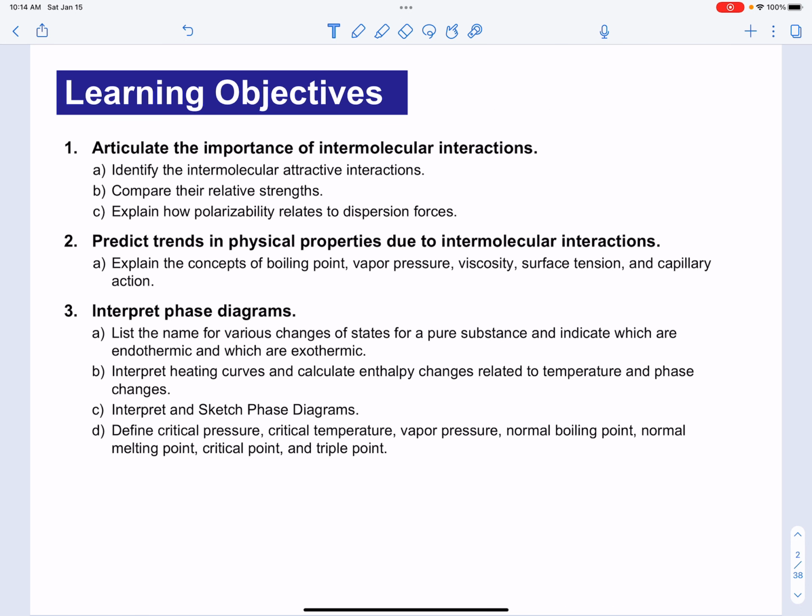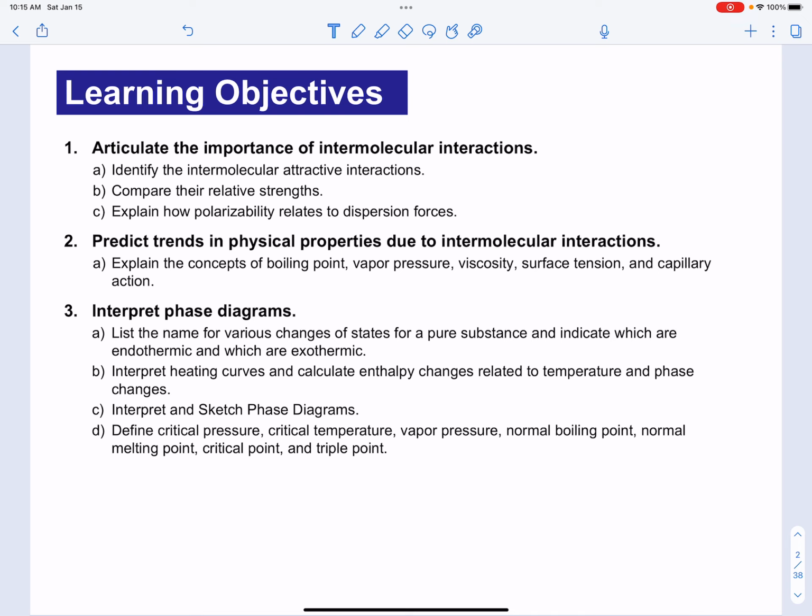So what are the objectives we are going to be doing in this chapter? First one, articulate the importance of intermolecular interactions. For that, we're going to identify the intermolecular attractive interactions between a group of molecules. We're going to compare the relative strength between different intermolecular forces, and we're going to explain how disturbing the electron cloud can polarize a molecule and produce intermolecular forces. We call that dispersion forces.